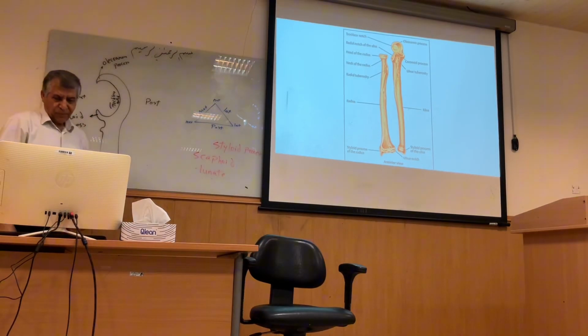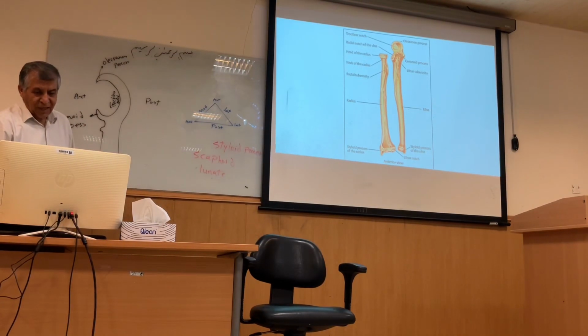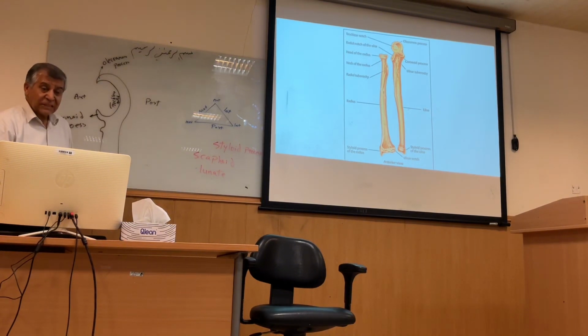process. Body or shaft has three surfaces. But two structures are important. One, this border. This border is the lateral border or interosseous border, because the interosseous membrane is attached to it. For this reason, this border is very sharp.